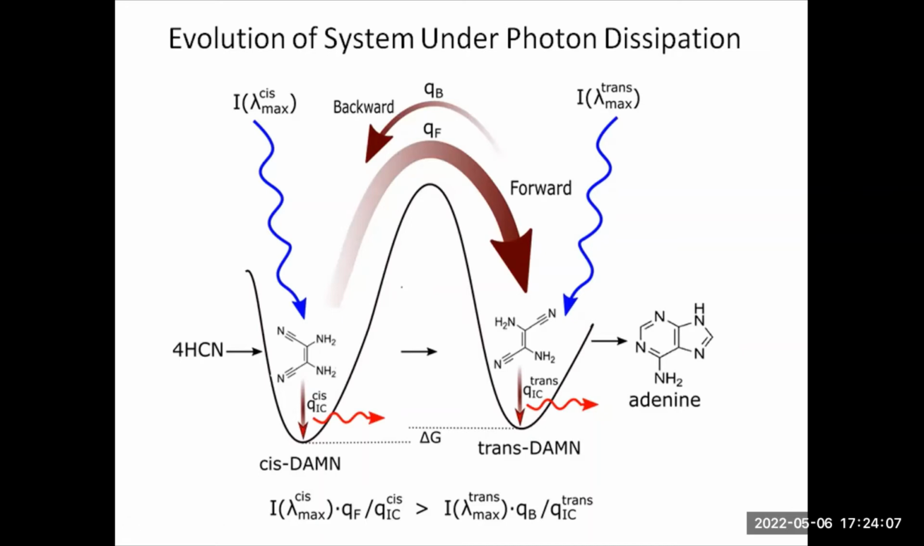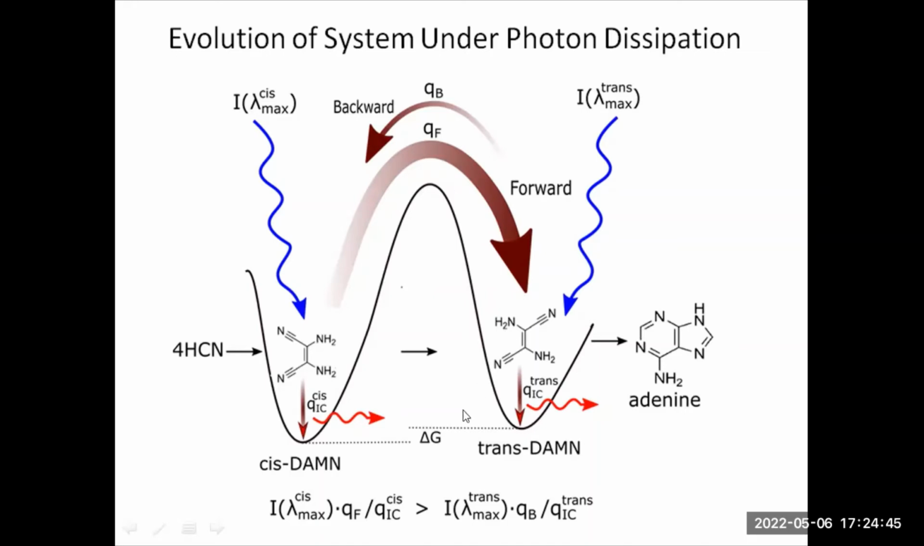Then we can also do the same thing for the backward reaction. It's also absorbing photons and can go backwards and go back over this barrier. But if this molecule has a greater quantum efficiency for internal conversion compared to the backwards reaction, then the system will most likely go through internal conversion to the ground state. And if this is greater than this, then we're going to go more likely in the forward direction.